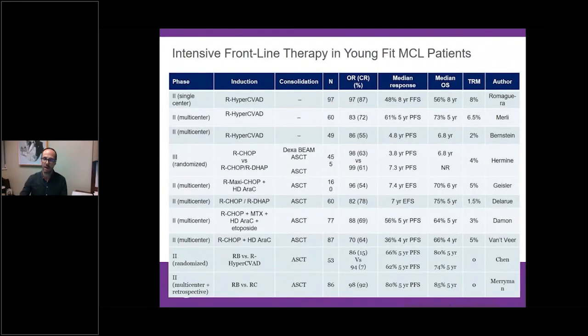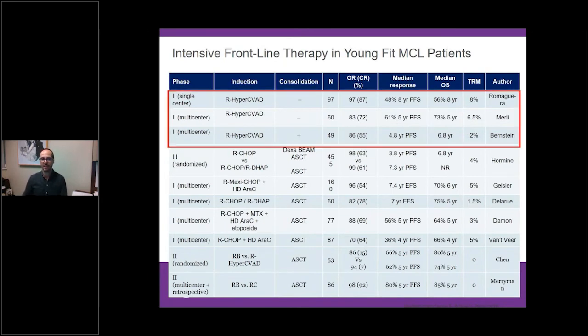And this is an example of the various trials that have been done over the years, looking at various different chemotherapy regimens. And the idea with this slide is to show you that there has been a lot of research done into trying to figure out what is the best chemotherapy regimen for patients with mantle cell lymphoma.